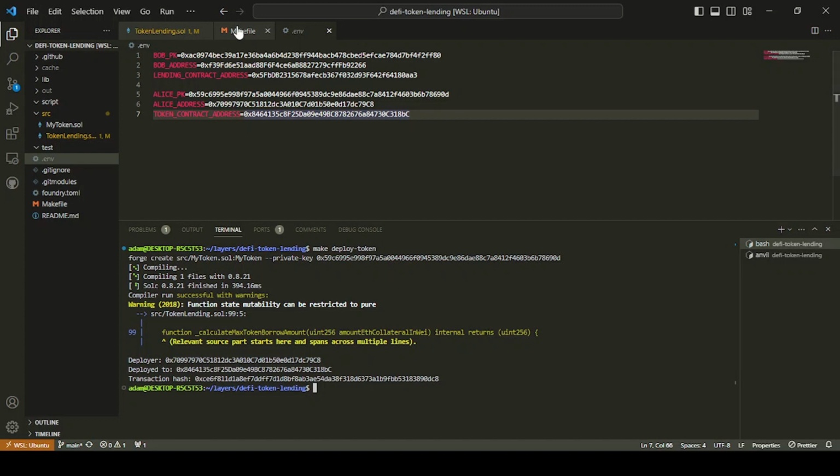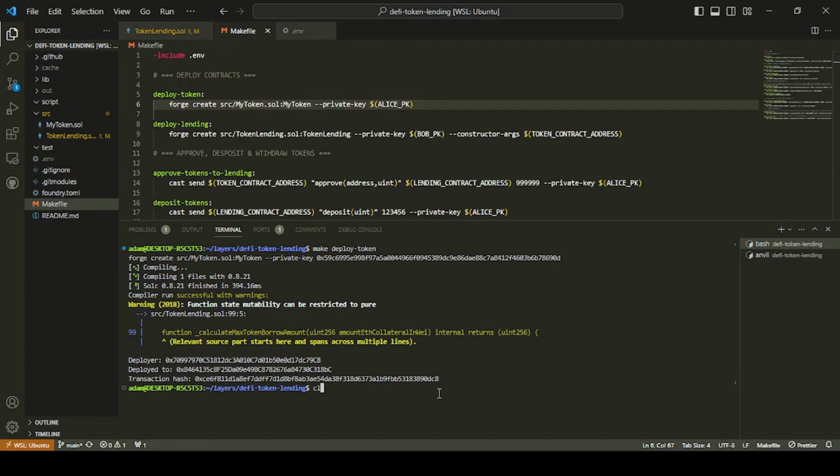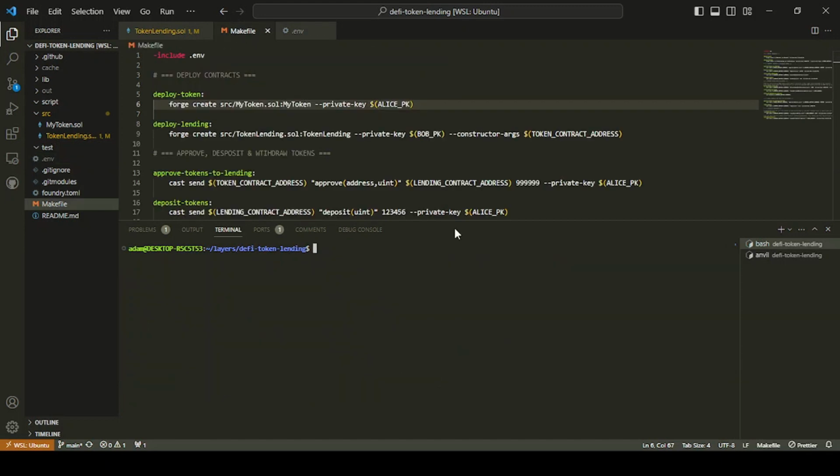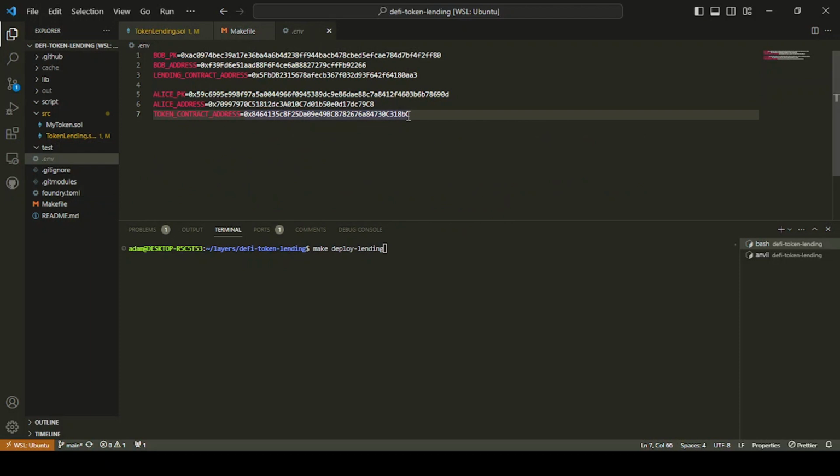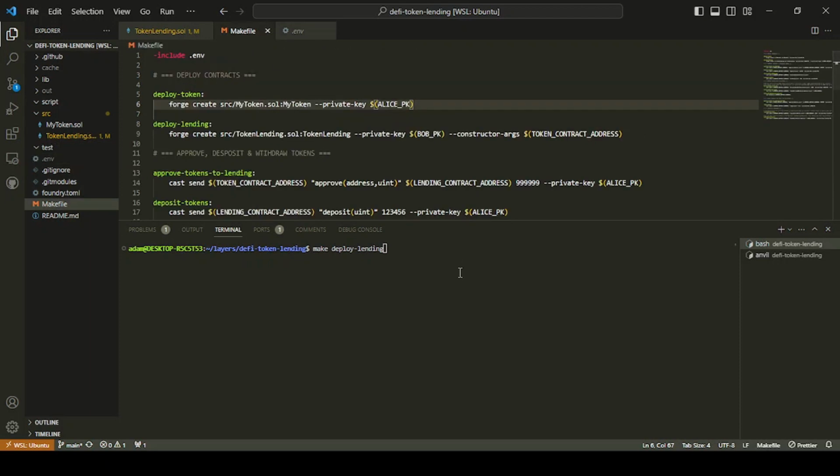And switch back over to the make file so we can see what we're doing. Clear that. So our token is deployed, and now we're going to do deploy lending, which is make deploy lending. What we're doing here is forge create, source folder token lending.sol. Token lending is the contract, the private key is Bob's private key, and the constructor args are the address of the token contract that we just deployed. That's going to be the token that's accepted into the contract.